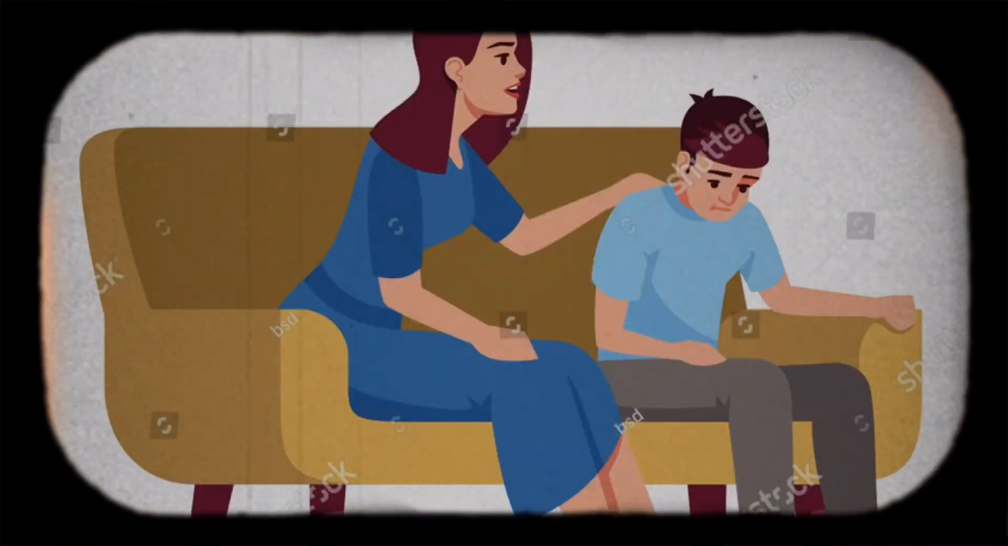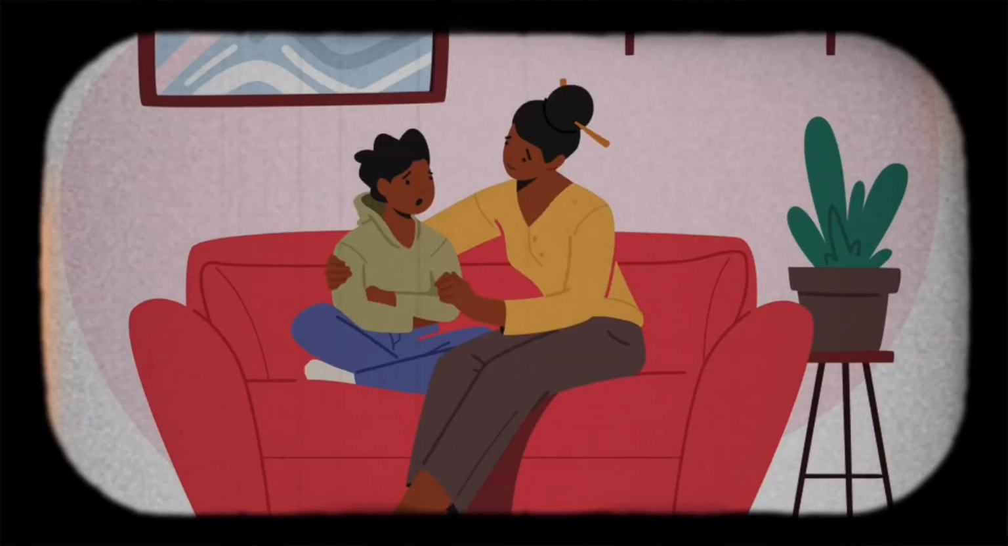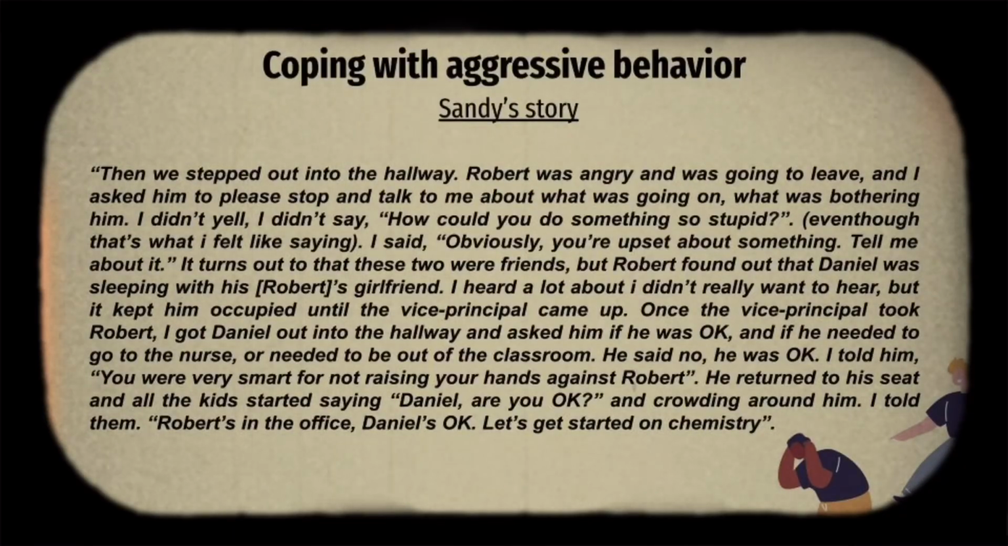Robert was angry and was going to leave, and I asked him to please stop and talk to me about what was going on, what was bothering him. I didn't yell. I didn't say, "How could you do something so stupid?" even though that's what I felt like saying.